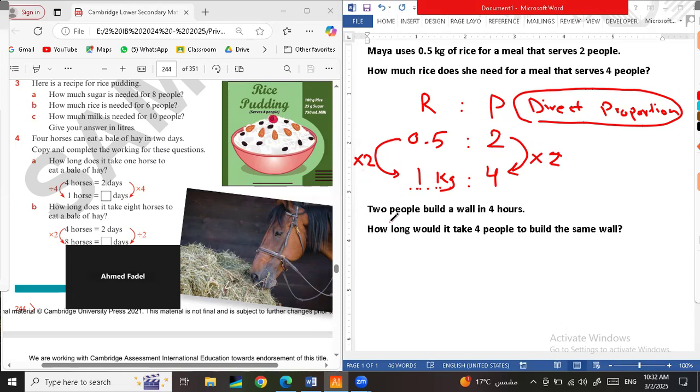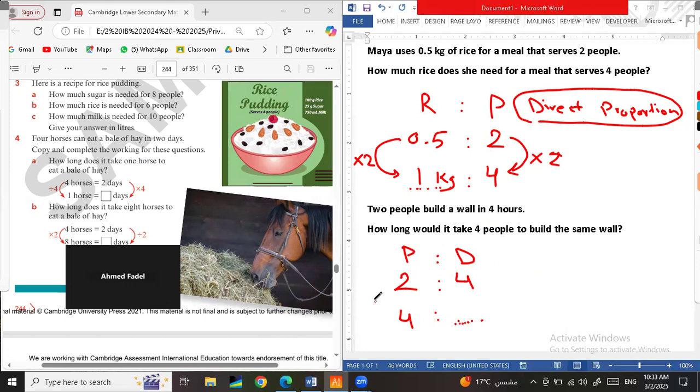What about the next example? They're saying two people build a wall in 4 hours. So we have the number of people and the duration. Two people built the wall in 4 hours. How long would it take four people to build the same wall? That means they need the duration.